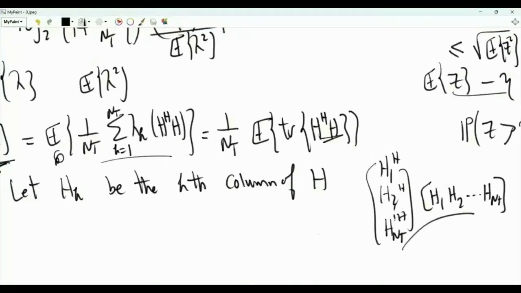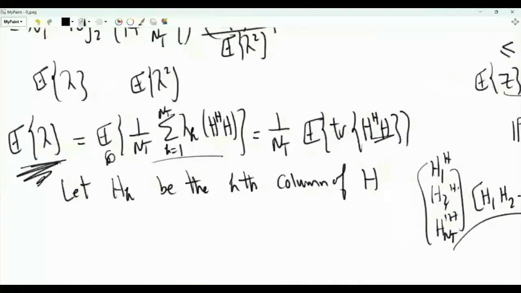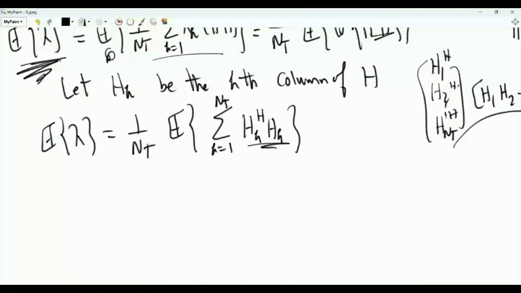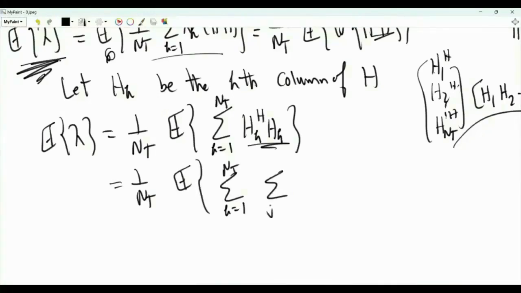What are the main diagonal elements of H Hermitian H? Those will be H1 Hermitian H1 and H2 Hermitian H2 and so forth. So the trace, which is the sum of the eigenvalues, is also the sum of the main diagonal elements. The expectation of lambda is 1 over nt, and then we have the expectation of summation k from 1 to nt. And the kth main diagonal element is HK Hermitian HK, like this. This is the L2 norm squared of the column vector HK. 1 over nt, expectation, summation k from 1 to nt, and then summation j.